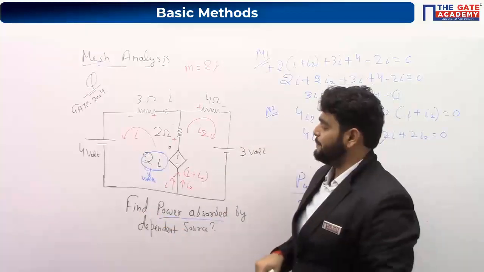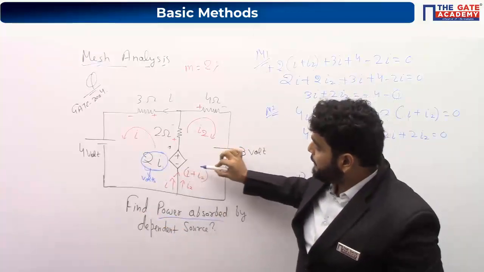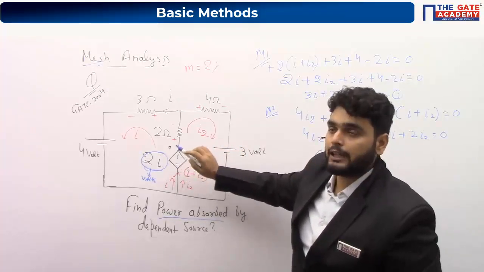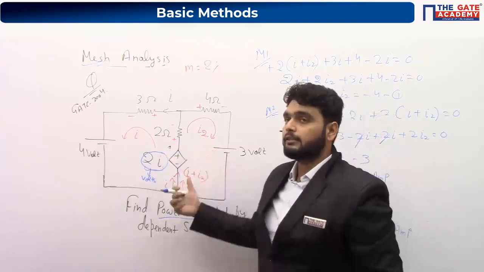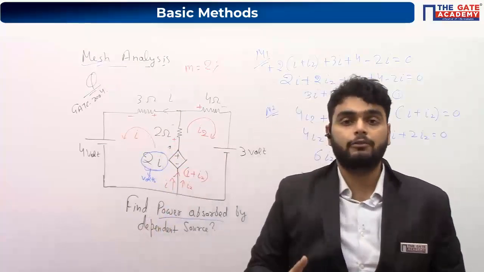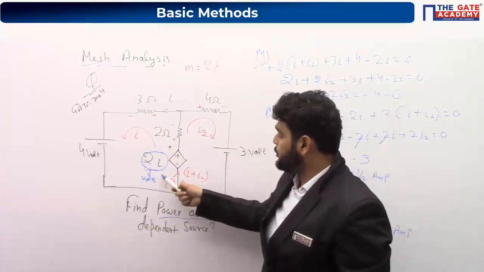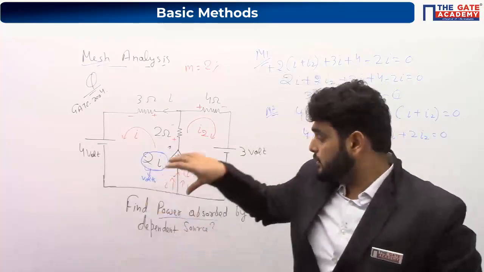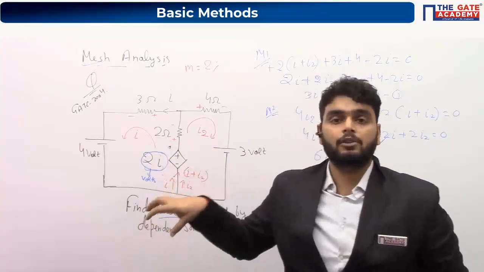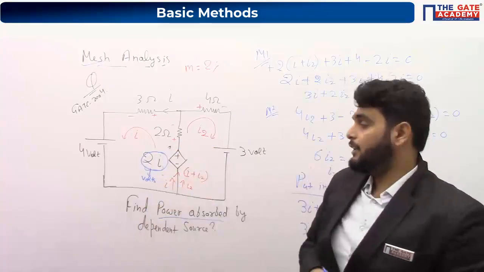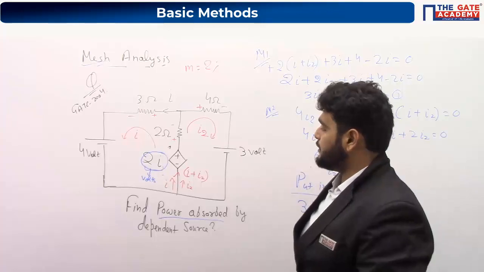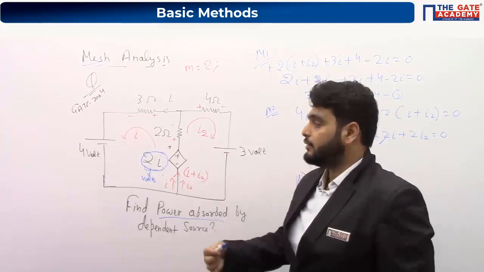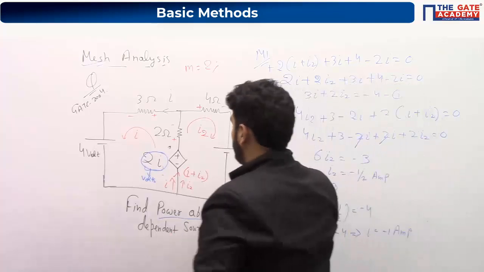So here you can see, current I plus I2 is entering at the negative terminal. So tell me, in the circuit diagram, what is happening? Power absorbed or power delivered? What is happening according to the direction of current? Tell me. In the circuit, is the dependent source absorbing or delivering power? Power is delivered, because in the first class I told you, if current is entering at the negative terminal, it means power is being delivered.